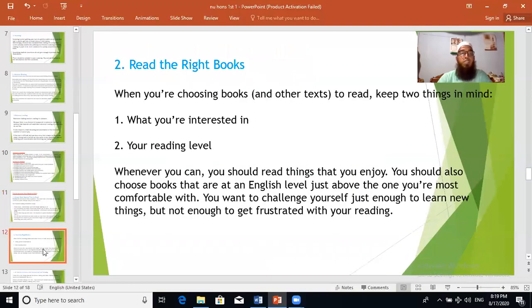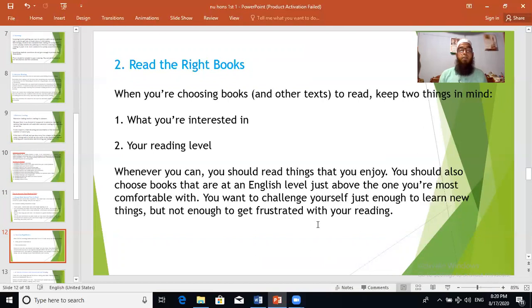Read the right books. That's important to improve your reading skills. When you are choosing books and other texts to read, keep two things in mind: what you are interested in and your reading level. The meaning is that whenever you can, you should read things that you enjoy. You should also choose books that are at an English level just above the one you are most comfortable with. You want to challenge yourself just enough to learn new things, but not enough to get frustrated with your reading.